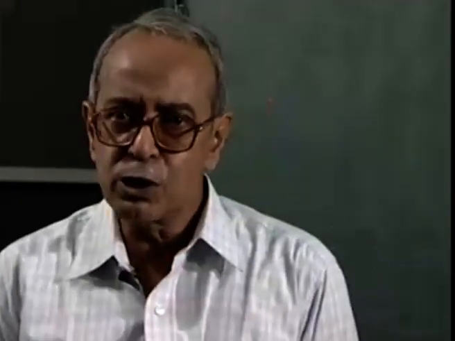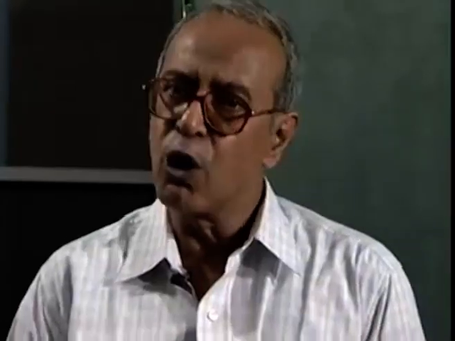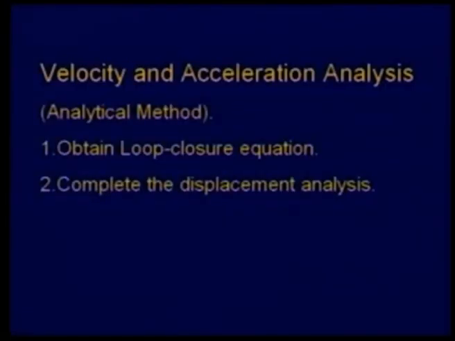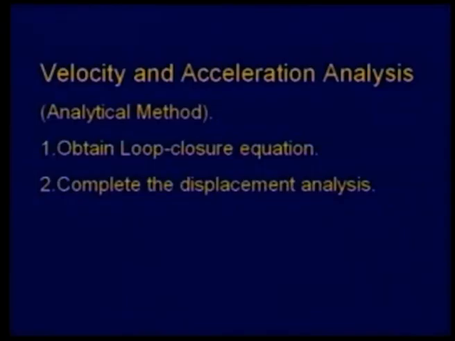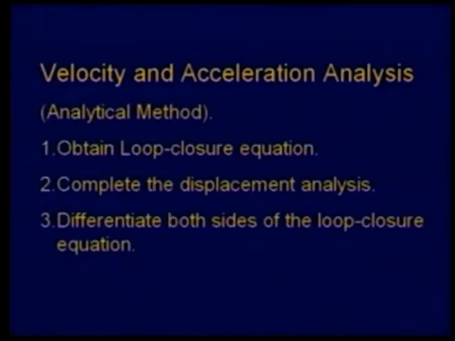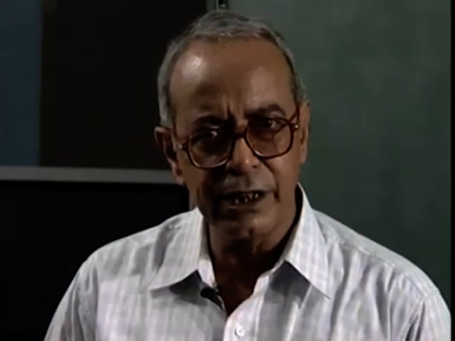Now that this loop closure equation is valid for all instants of time, we can differentiate both sides of such loop closure equations to complete the velocity and acceleration analysis. Successive differentiation of this loop closure equation with respect to time will give us the required velocity and acceleration relationships.